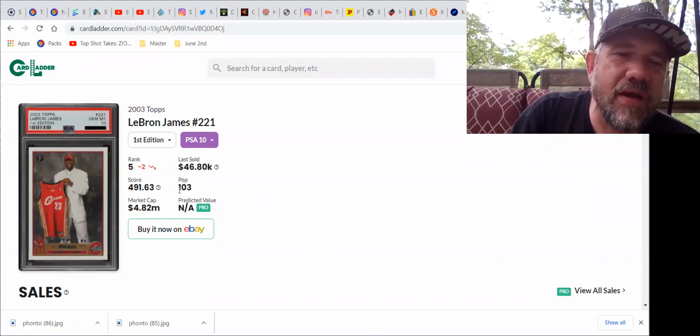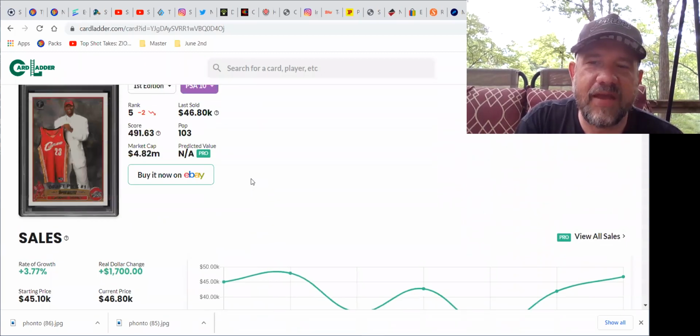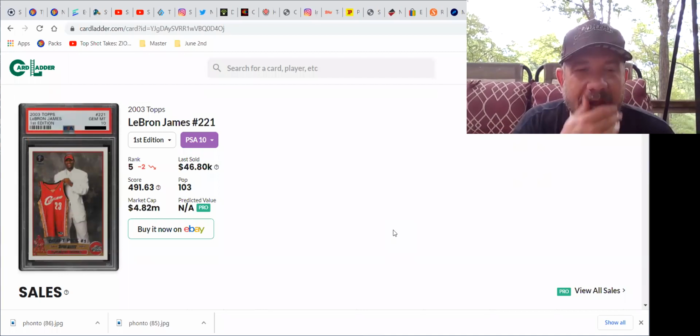So first of all, what I have right here is the market cap. I'm told the market cap is $4.82 million because there's 103 of those cards and the last one sold for $46,000, right? And I can see here all the sales. Now, a few things to point out.